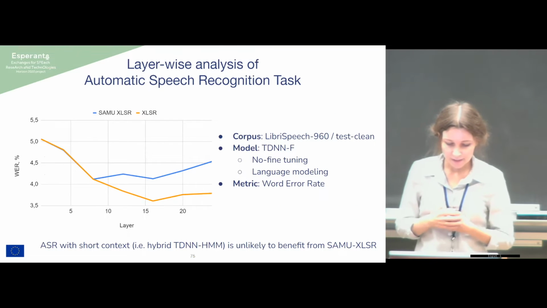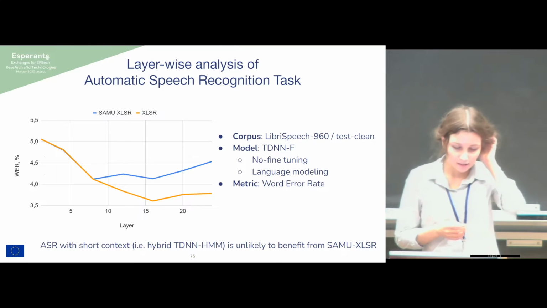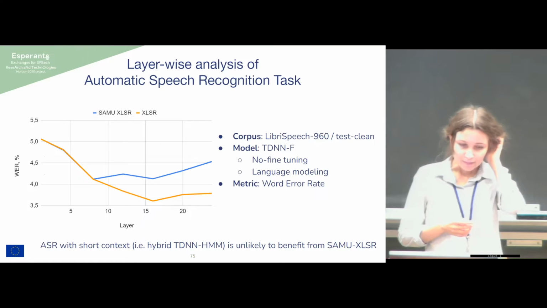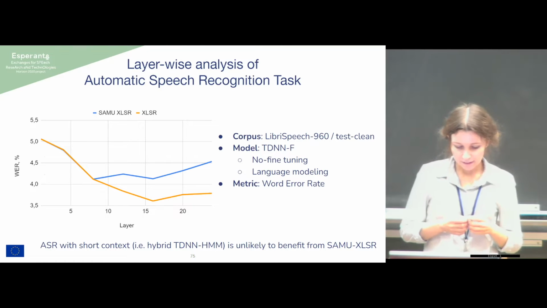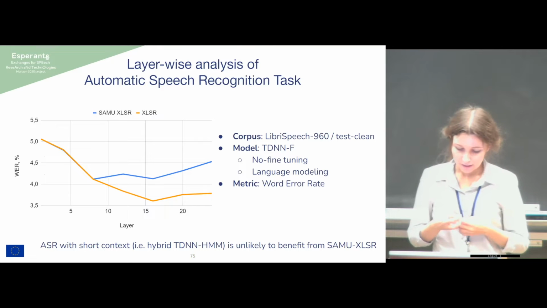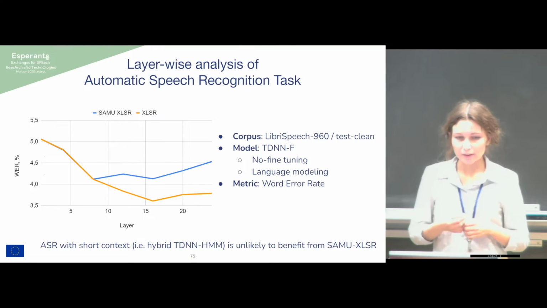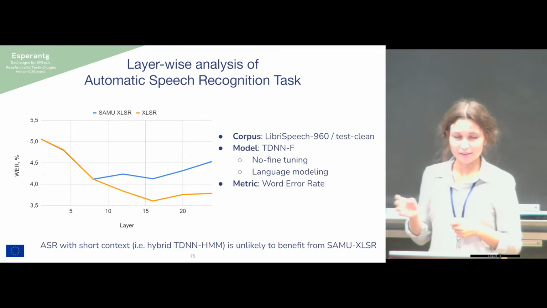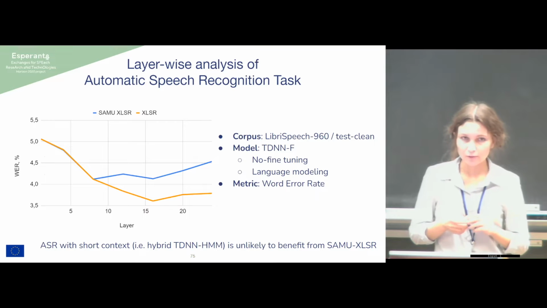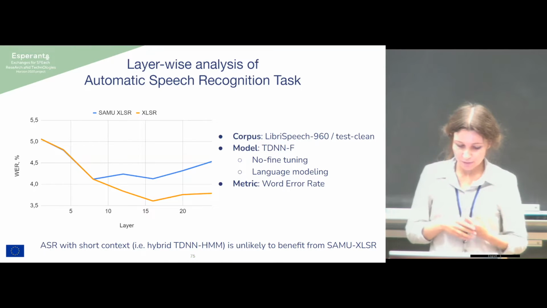And finally, in this experiment, we use a hybrid TDNN-F acoustic model for the speech recognition task. This model has a relatively short context and does not rely on semantic information, for which its decoding time an external language model is used. That's why we use this model to demonstrate that the amount of acoustic information is reducing when the models are fine-tuned with a semantic-oriented objective. And it is decreased when we go to the upper layers.